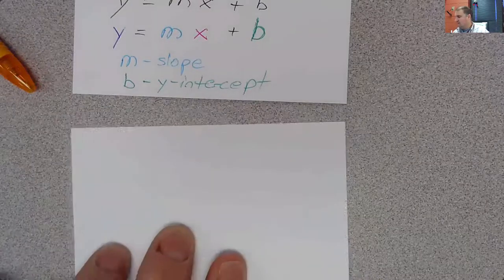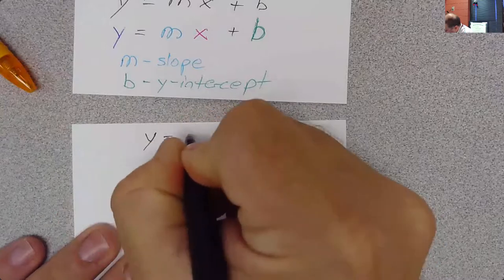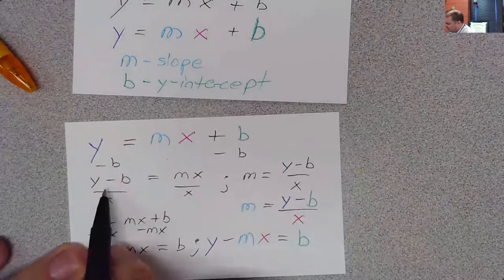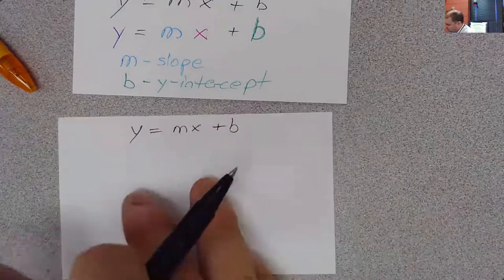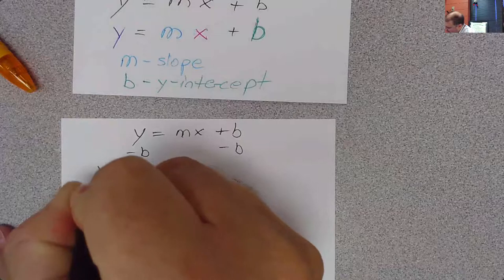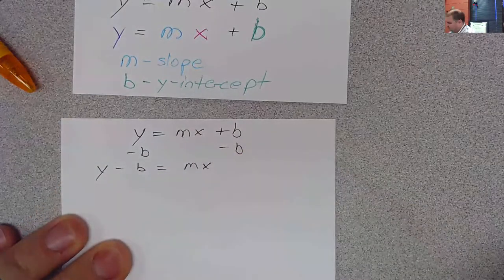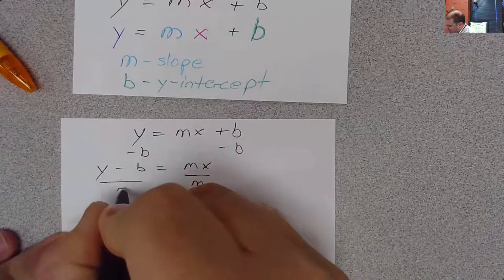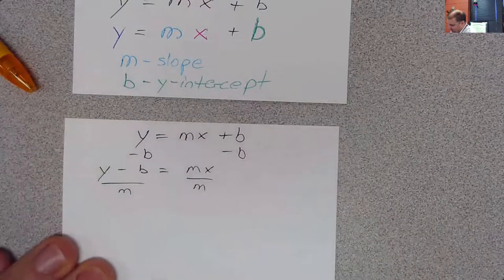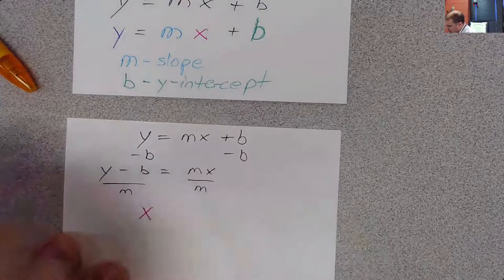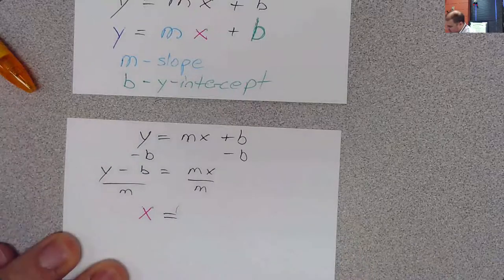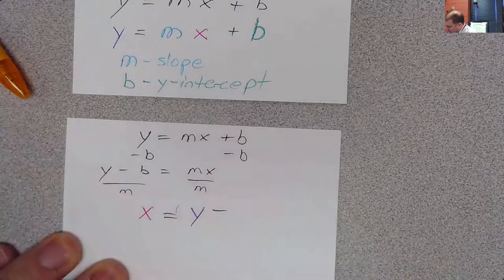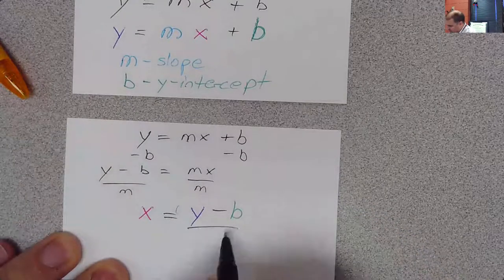And so let's flip this card over. And if we're trying to solve y equals mx plus b for x, well, we want to get x by itself. So it's actually going to start out kind of like when we solved for slope. We're going to subtract b from both sides. So now we have y minus b equals mx. But now what we're trying to do is solve for x, not m. So we're going to divide both sides by m instead of by x. So that's going to give me x equals y minus b over m.